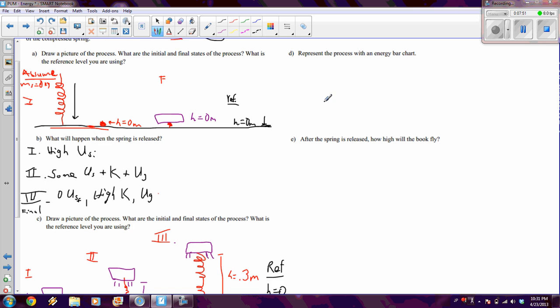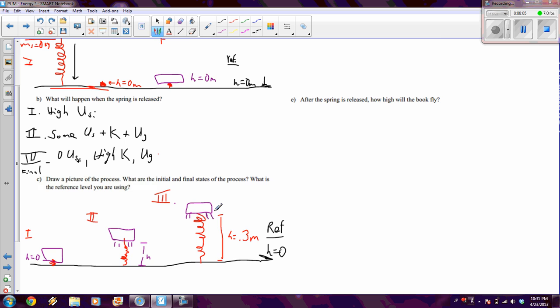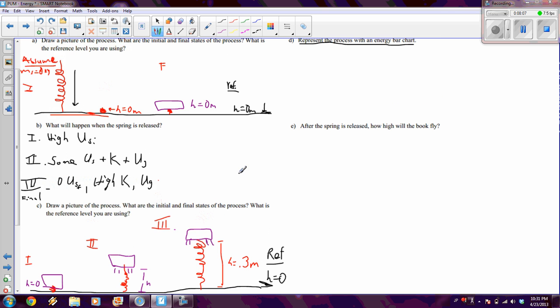Okay, so with part D, it says represent the process with an energy bar chart. The way I see this is there's actually two processes going on. I believe it's actually just mentioning the process in part C, but it's good practice to actually draw a couple bar charts here because we do have two different processes going on here.